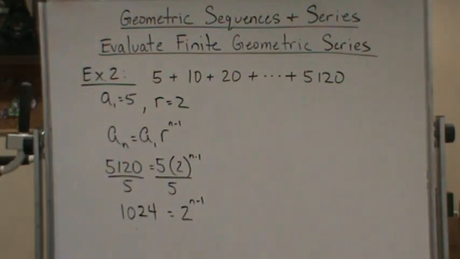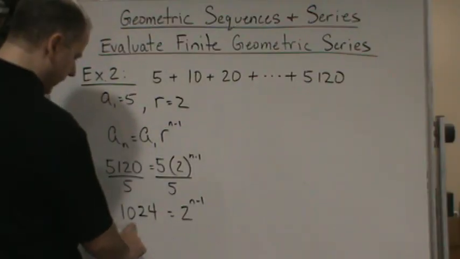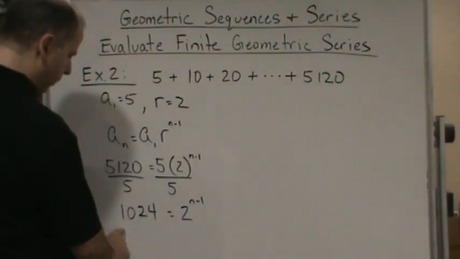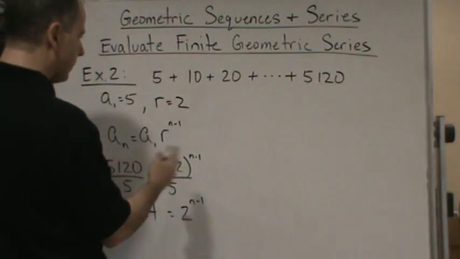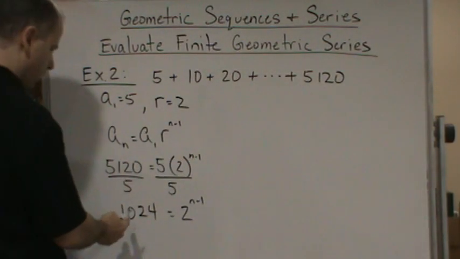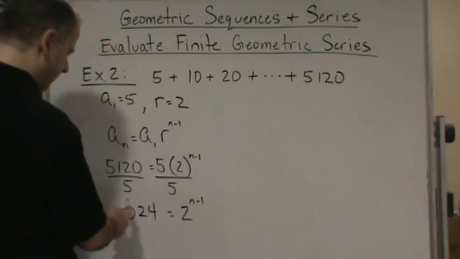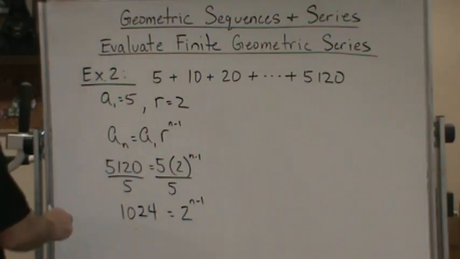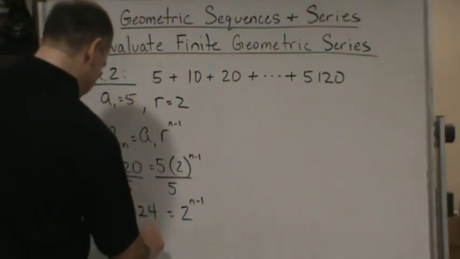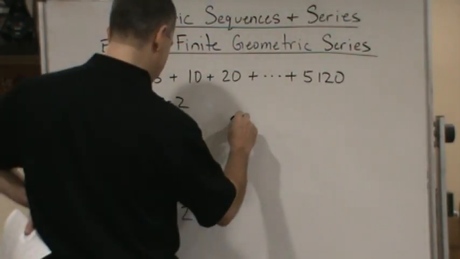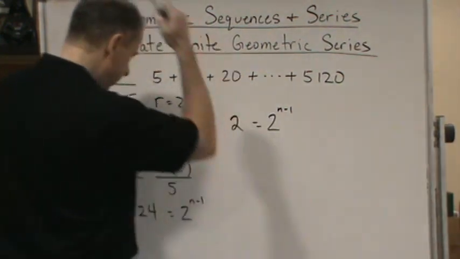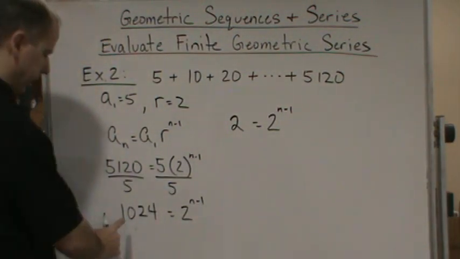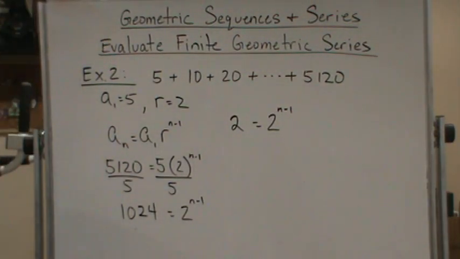Now, this has to be raised to a power of 2 because this comes from a geometric sequence. So how do I get it? What power of 2 equals 1,024? Let's do that. We need 2 to what power equals 1,024?